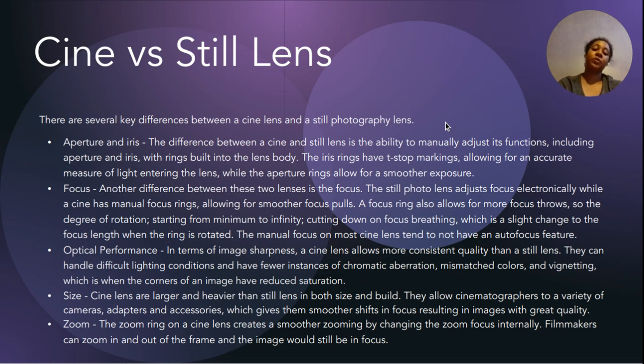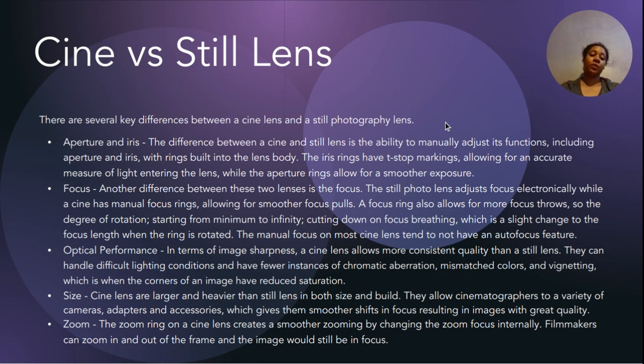And the cine lens is larger and heavier. It's much larger and heavier than a still lens. So they allow cinematographers a variety of cameras, adapters and accessories, which allows a smoother shift in focus, resulting in images having great quality. The zoom ring in the cine lens creates a smoother zoom in movement compared to a still lens.